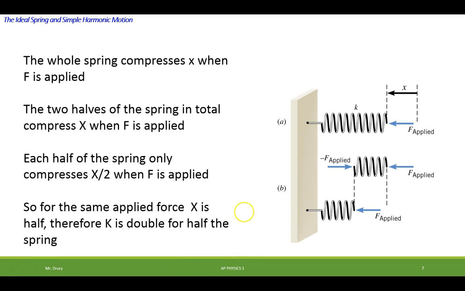Therefore, for the same force applied to this little spring here, which is half the spring, it only moved half the distance, so the spring constant is double for the half spring than for the full spring. So let me see if we can understand that logic again. This had a spring constant based on F applied at distance x. Well, this still has the same F, but it's only moving half the distance, so the spring constant must be double.